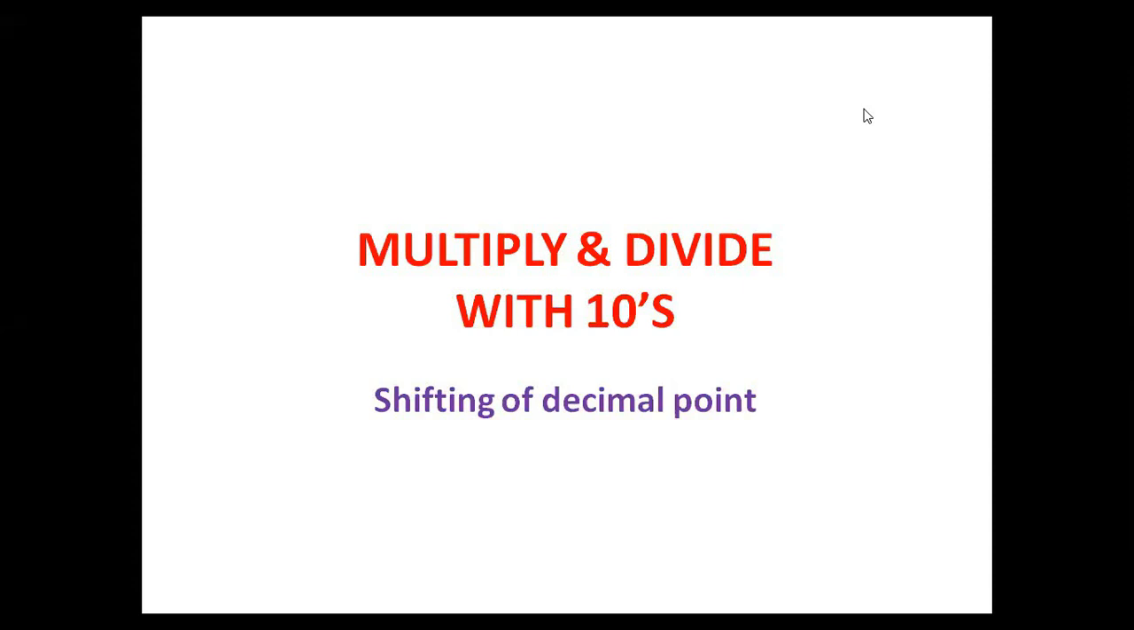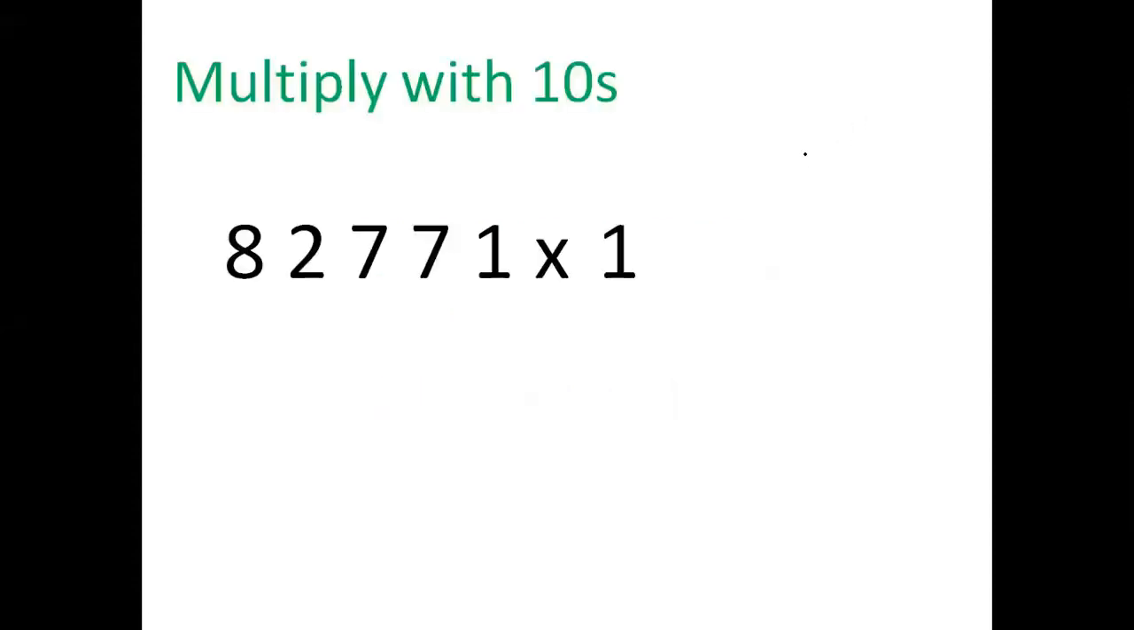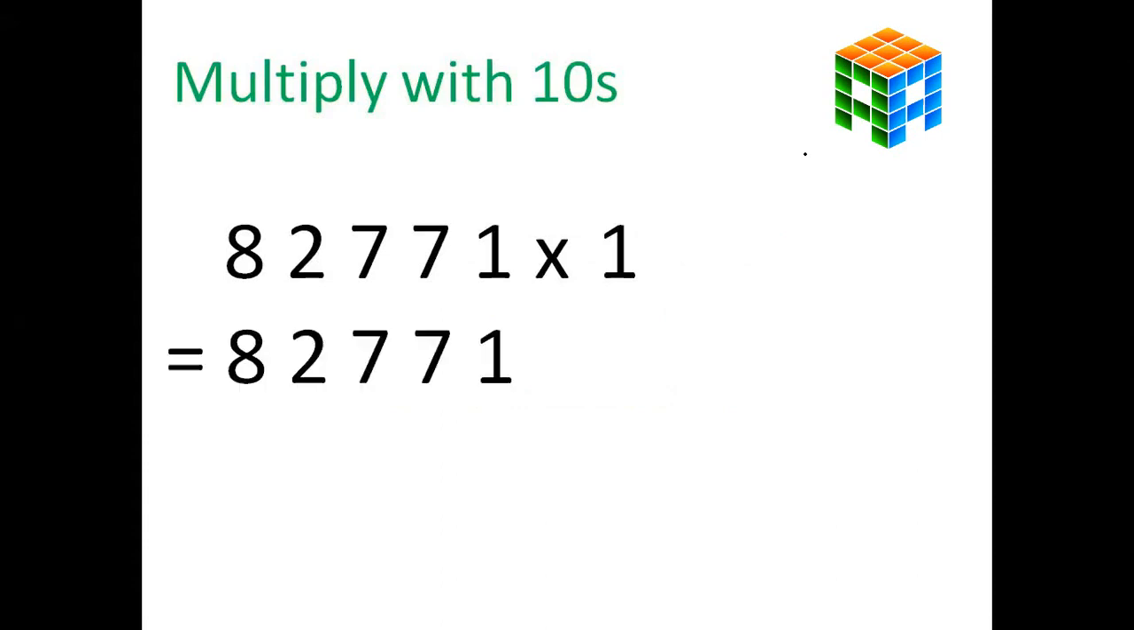In this video, I will tell a few shortcuts for when you multiply and divide with tens, and shortcuts for shifting the decimal point. When you multiply any number with 1, you will get the same number. And when you multiply any number with 10, what you need to do is just add the 0 at the end. Because 10 has 1 zero, you should add 1 zero at the end. This is our answer when you multiply with 10.